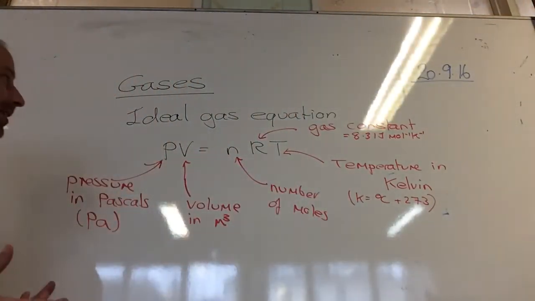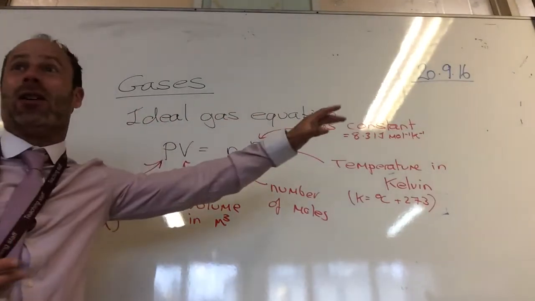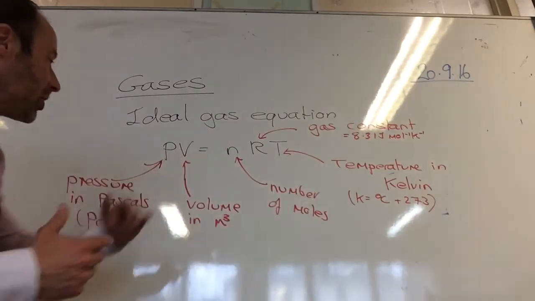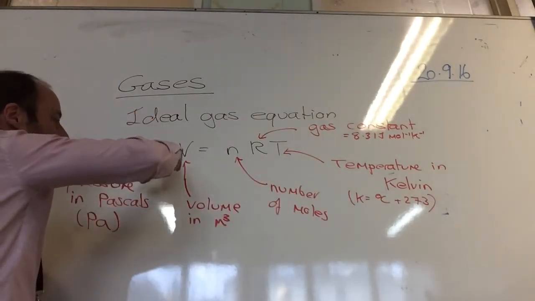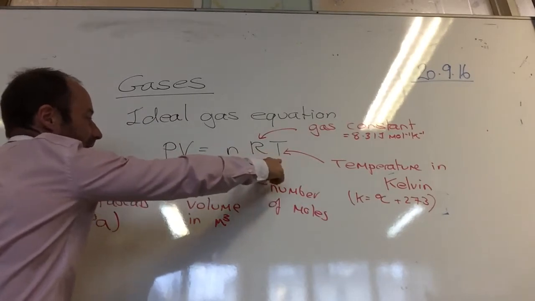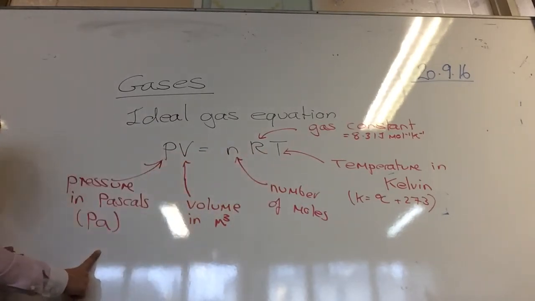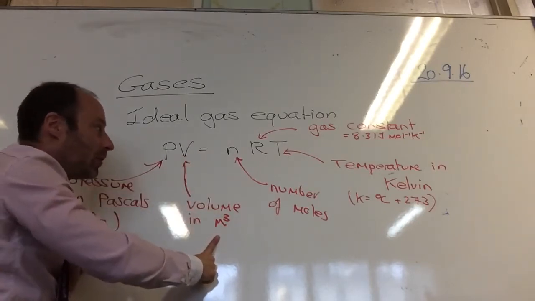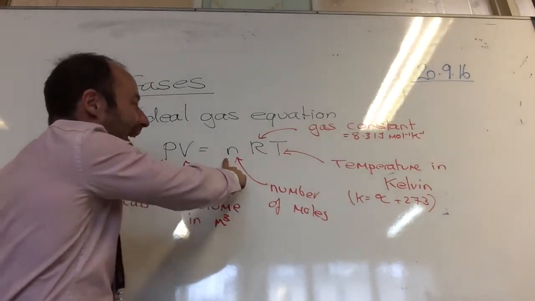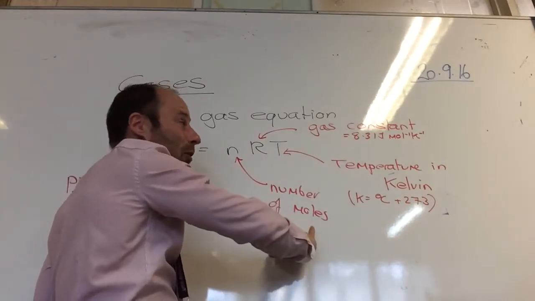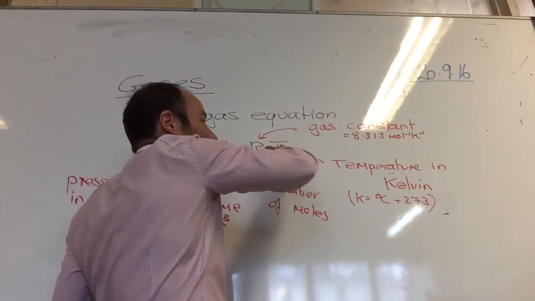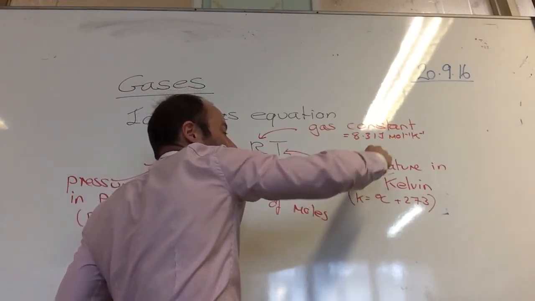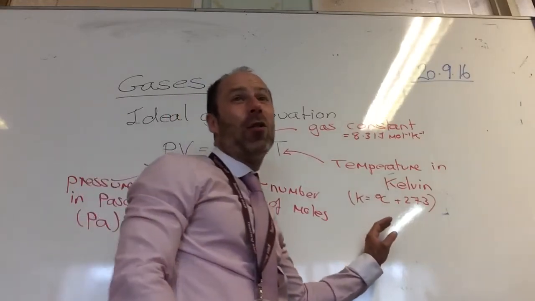So for gases, we use an ideal gas equation to be able to work this out, and you need to know this equation. The ideal gas equation is PV equals nRT. P is the pressure of the gas in pascals, and V is the volume in meters cubed. That is equal to n, which is the number of moles you have, times the gas constant, 8.31 joules per mole per Kelvin, times the temperature in Kelvin.